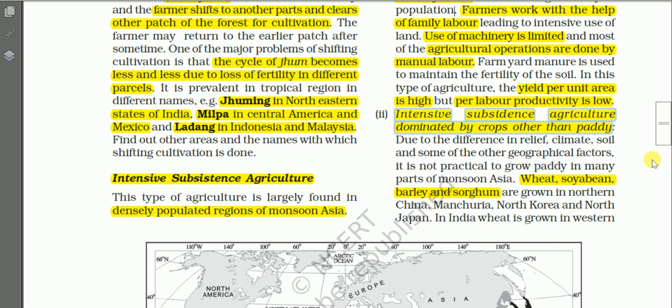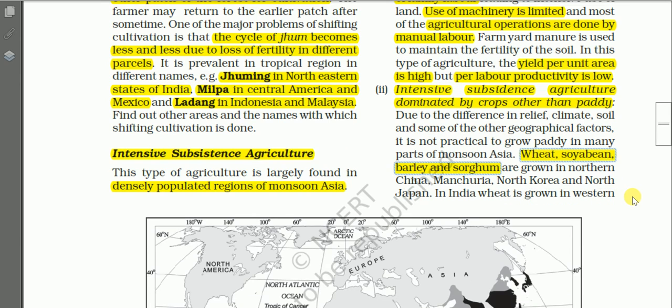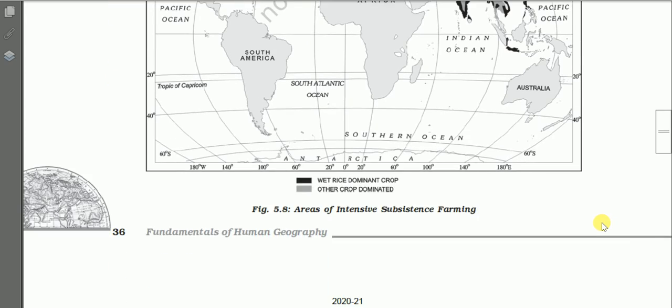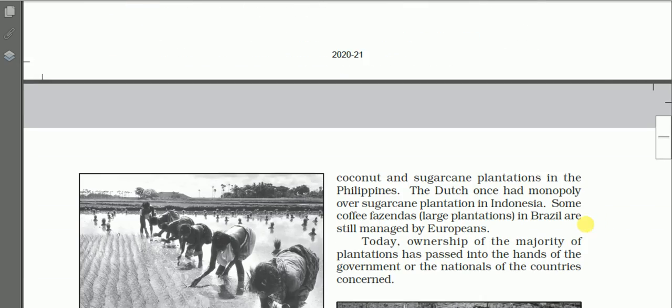And then what are the other crops grown here? What are the crops grown where paddy is not cultivated? Those crops are wheat, then soybean, barley, and sorghum. They are grown in northern China, then Manchuria, North Korea, then North Japan. Okay. In India, wheat is grown in the western part, that is in Punjab, Haryana area.